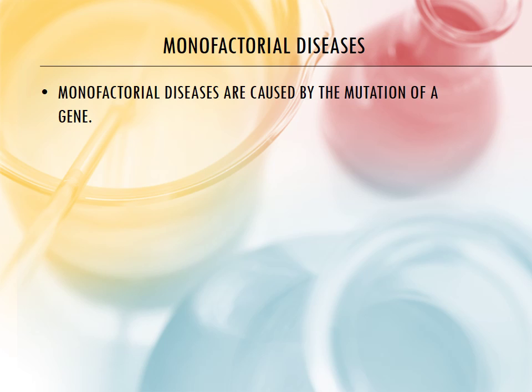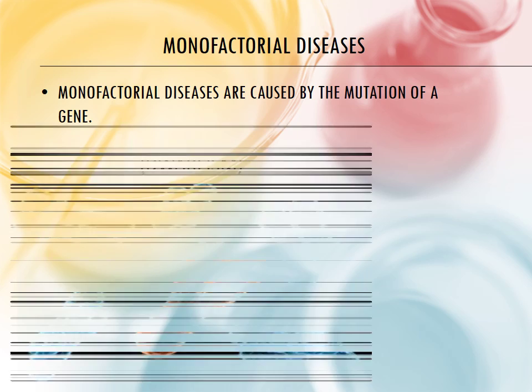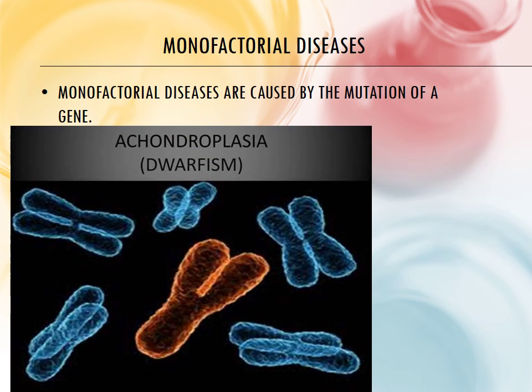Monofactorial diseases are caused by the mutation of a gene. The most common one is achondroplasia, better known as dwarfism. It is caused by the inhibition of gene 4, which creates the protein fibroblast growth factor receptor.